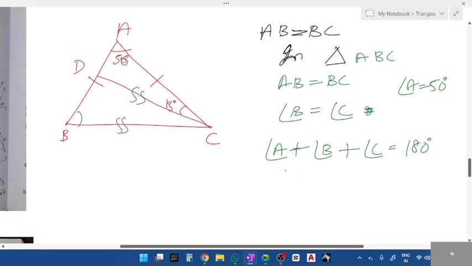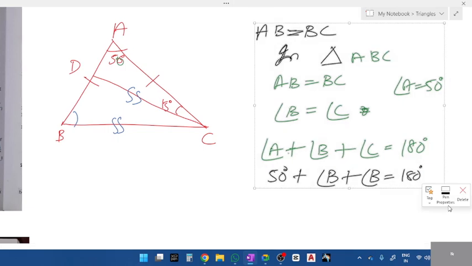Angle A plus angle B plus angle C is 180 degrees. What are the angles given? Only angle A is given. If you want, you can take angle B and C as x, students. If both the angles are equal, can I take it as angle B plus angle B? Yeah, you can write it like this. You can even take angle C plus angle C.